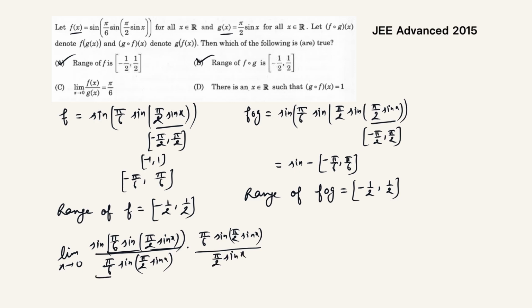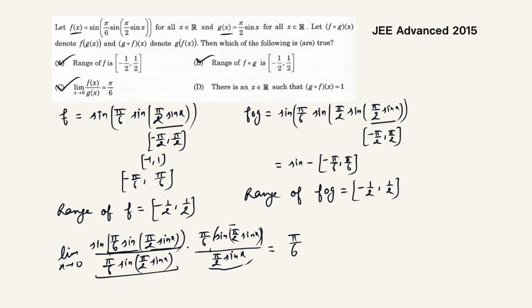And we can see that we have sine x over x in this term, as well as sine x by x in this term as well. And both of them will be 1 because x tends to 0. Therefore, we are left with only pi by 6. Therefore, option C is also correct. Now, let's check option D.